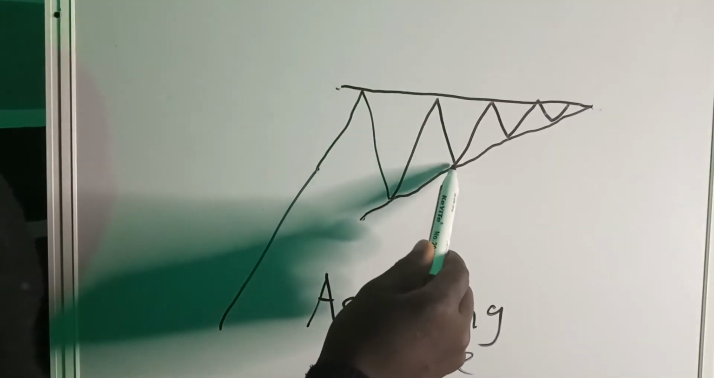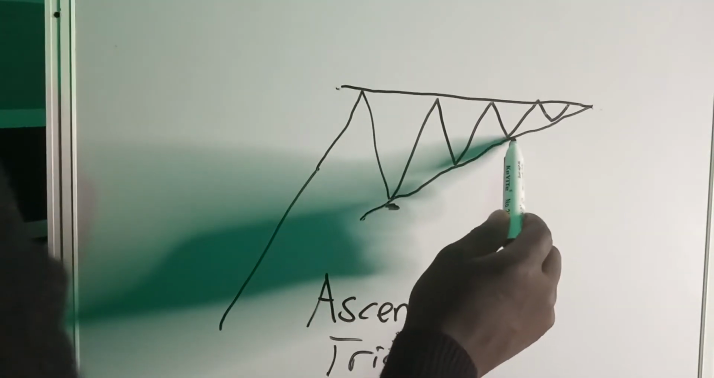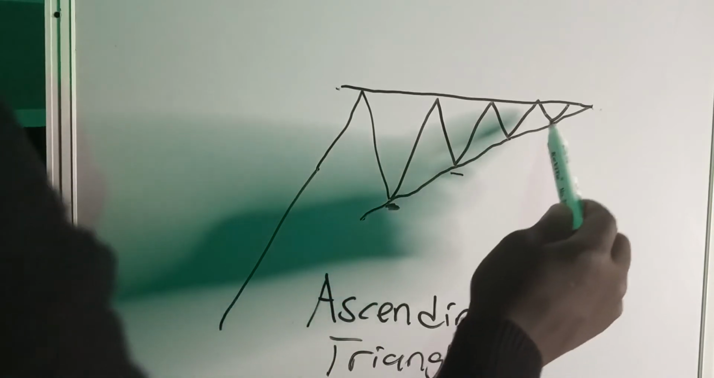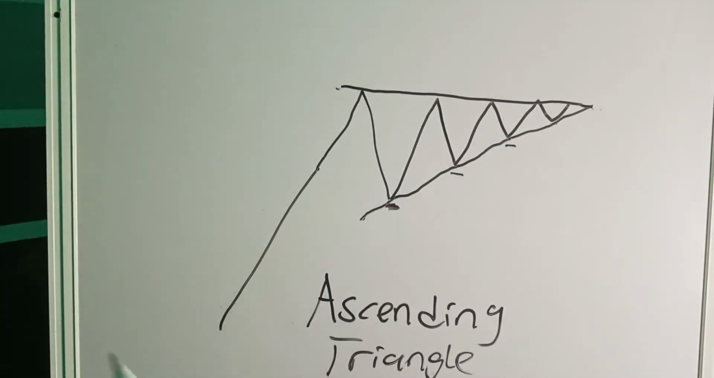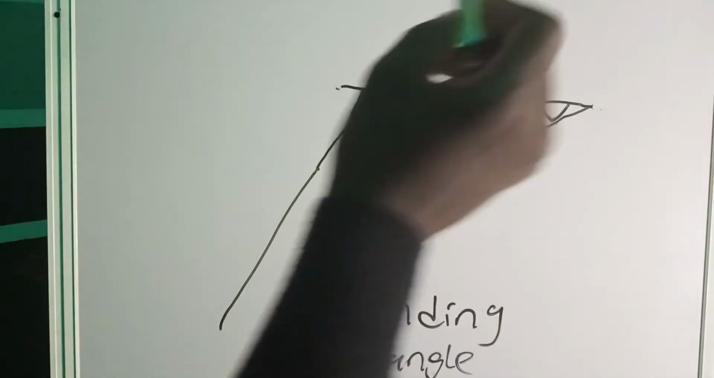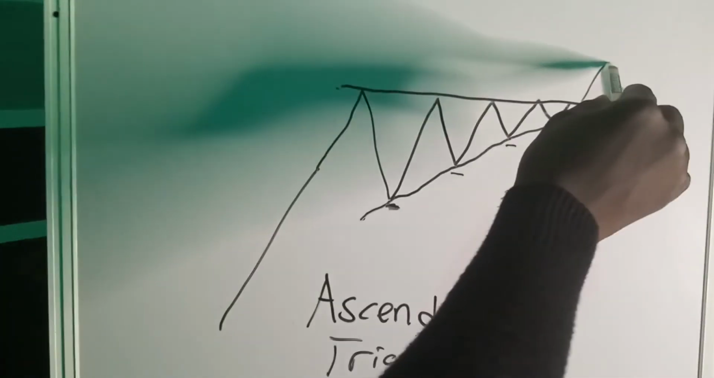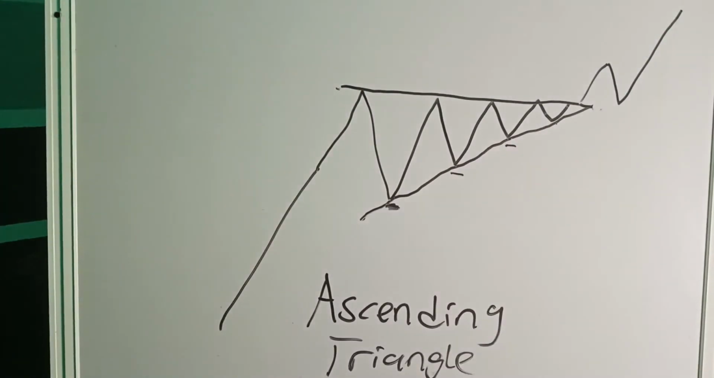This previous pullback did not come below this point. This pullback did not come below this point. This tells you that the trend is bullish and it might continue going upwards, and you most likely have your breakout above, and then you have a retest, and then it will continue going up.